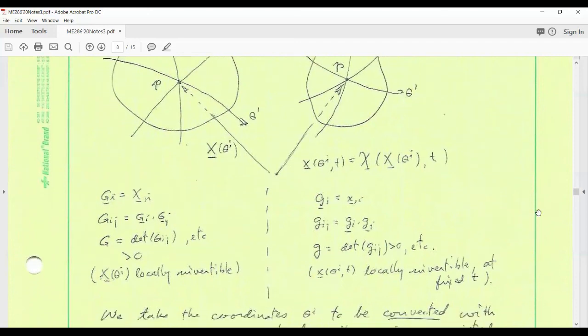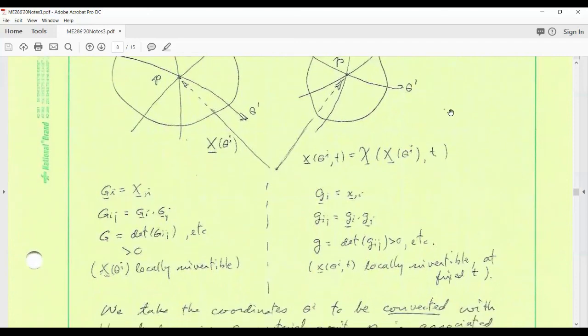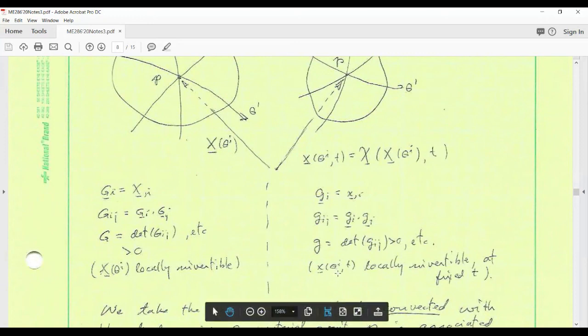Okay, so I need some notation to distinguish between the actual configuration at time t and a reference configuration. So I'll just import the notation we've been using up until now. I'll write small x comma I is small g I. Small g ij is the dot product that gives the metric induced by the curvilinear coordinates theta I. Small g is the determinant, positive as before, which guarantees the invertibility of these relations at any given time. So in other words, given the position, I can find the material point that occupies that position.